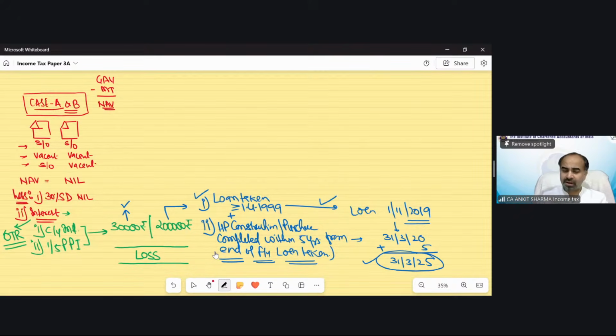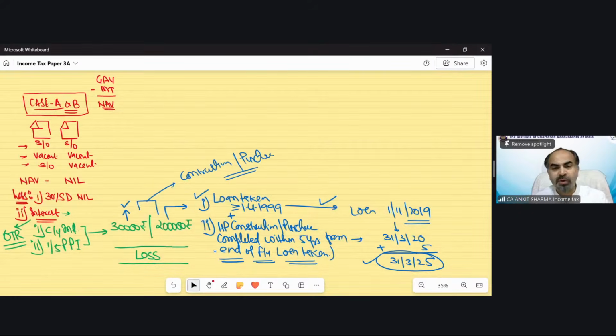If it has been completed up to 31st March 25, the deduction of interest could be 2 lakh rupees. And suppose the construction has been completed after 31st March 25, that means after 5 years, then the benefit would be restricted to 30,000 rupees. So this 30,000 or 2 lakh rupees option is there for construction and purchase cases. If the loan is taken for construction or purchase, then there is an option whether you will be able to claim 30,000 or 2 lakh rupees.